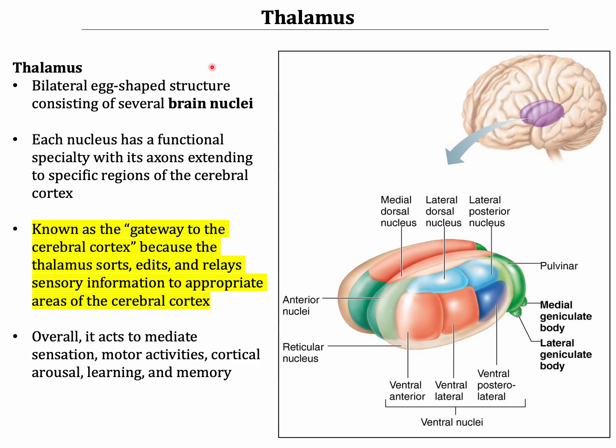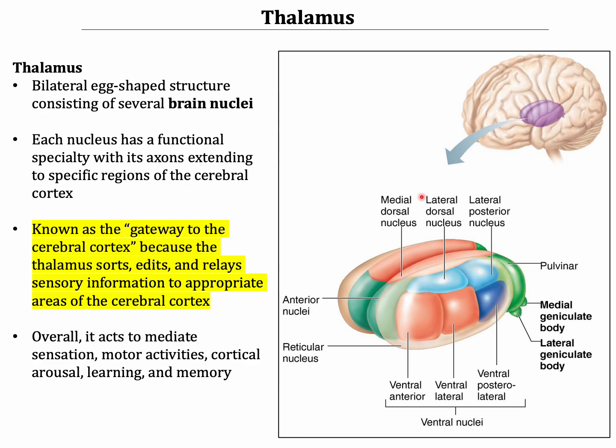The thalamus is described as a bilateral egg-shaped structure, so it has two prominent egg-like bulges, and it contains many, many brain nuclei within, clusters of neuron cell bodies and dendrites. It's a site of synapse between different neurons.